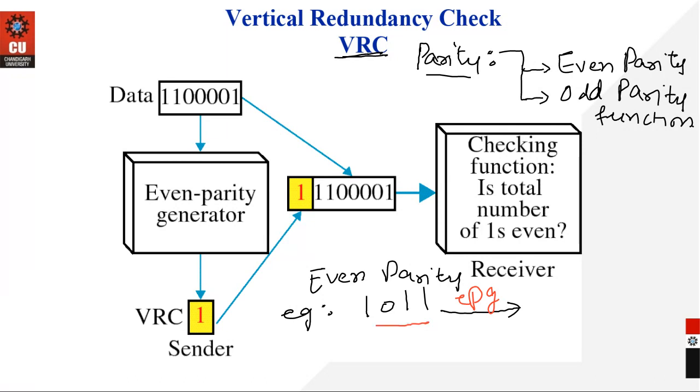Now what will this function do? It will calculate the total number of ones in your data. How many number of ones are there in this data? 1011. There are 3 number of ones. So whenever this data will be fed to this even parity generator, it will calculate the total number of ones, which are 3 here. तो ये क्या करेगा? It will generate parity 1.